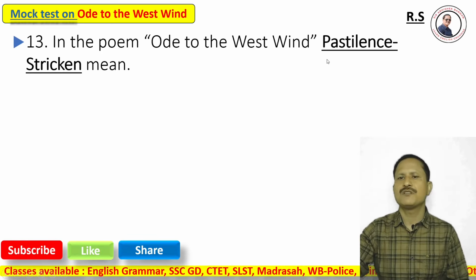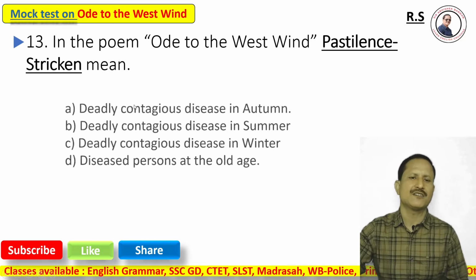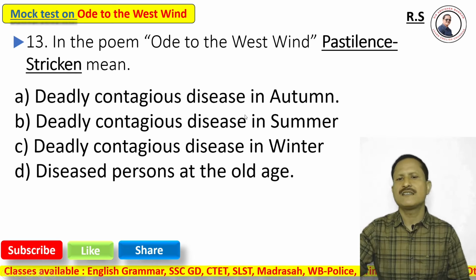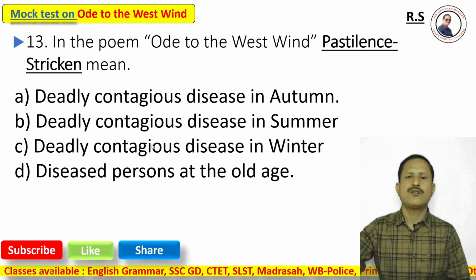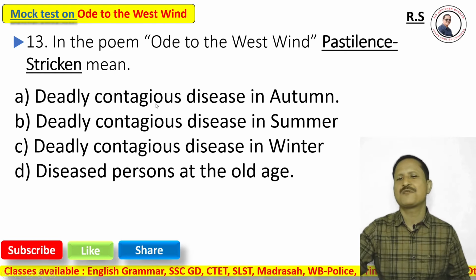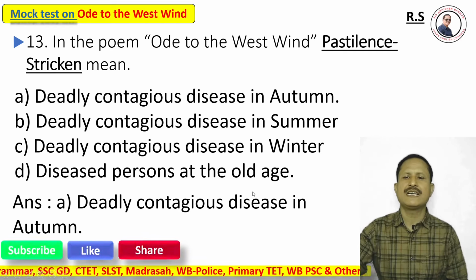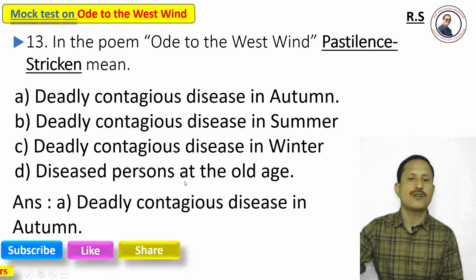In the poem Ode to the West Wind, what does the pestilence strike mean? Option A, deadly contagious disease in autumn. Option B, deadly contagious disease in summer. Option C, deadly contagious disease in winter. Option D, diseased persons at the old age. All these options are very much similar, but the correct answer is option A, deadly contagious disease in autumn.